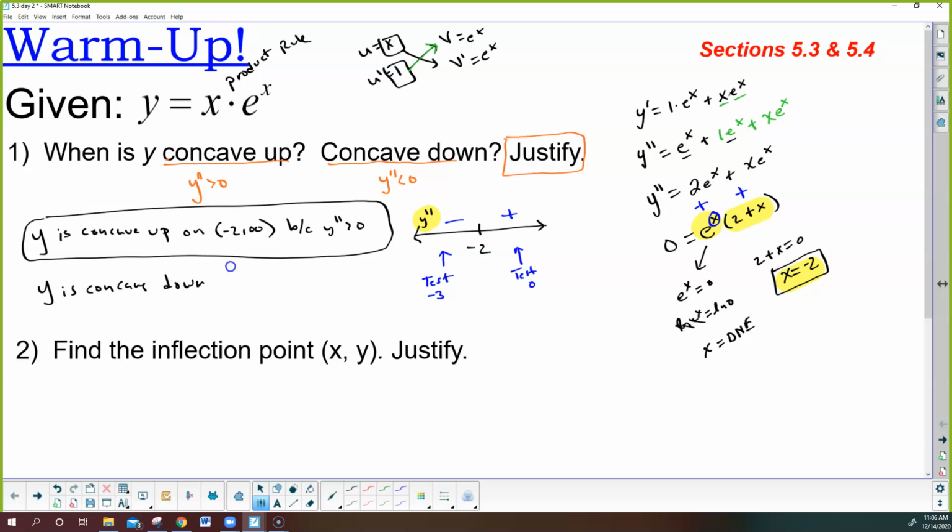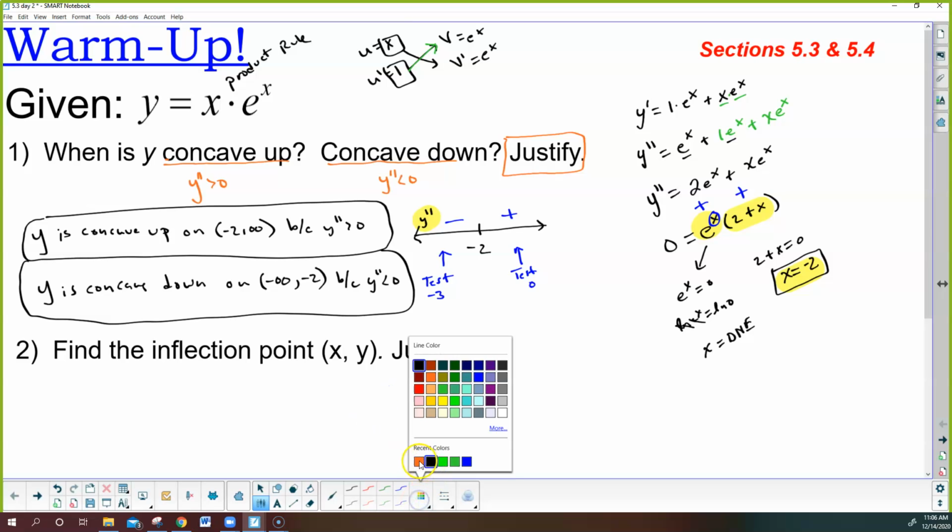Y is concave down on the interval from -infinity to -2. And the reason why is because y double prime is less than 0. Right? Okay. Now, the nice thing is right here at x equals -2, we have a change in signs. So we're almost done with this point.